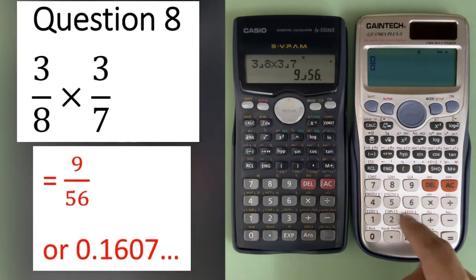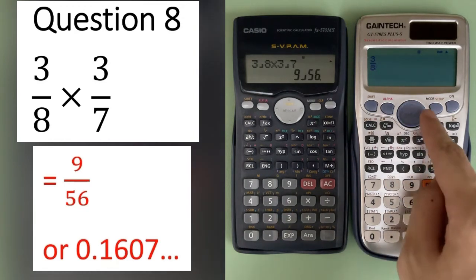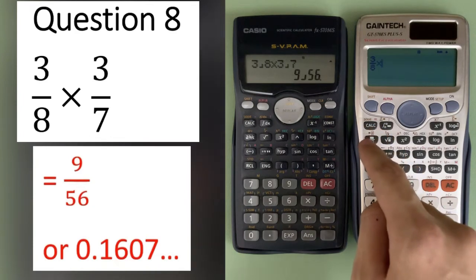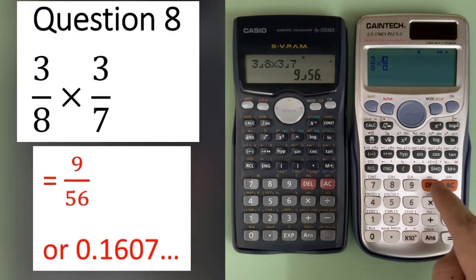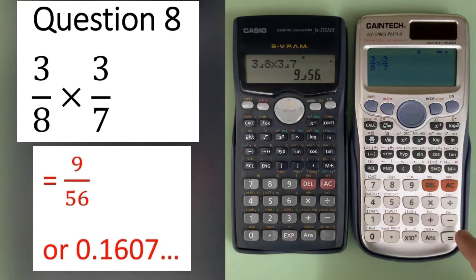So you click on 3, go down, that's going to be 8, right arrow to bring it to the right, multiply. Click on this button for fraction again, and now you just key in 3, go down and click on 7. Once you're happy with it, press equal. So you get to match the answer 9/56.